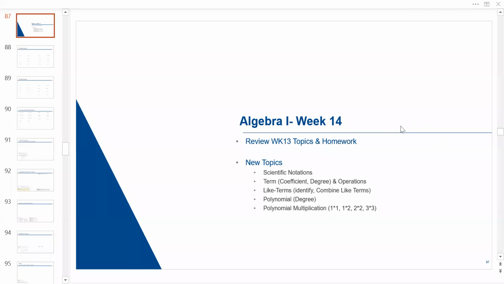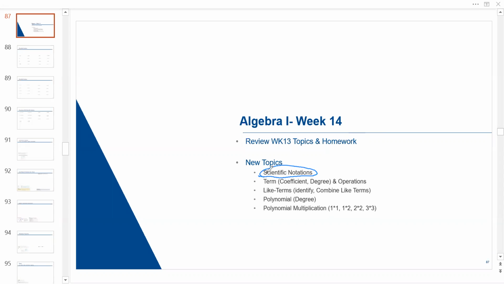So this is the week of 14, right? We just review the homework. So before we move on to the next term, I like to add one more topic here called scientific notation.